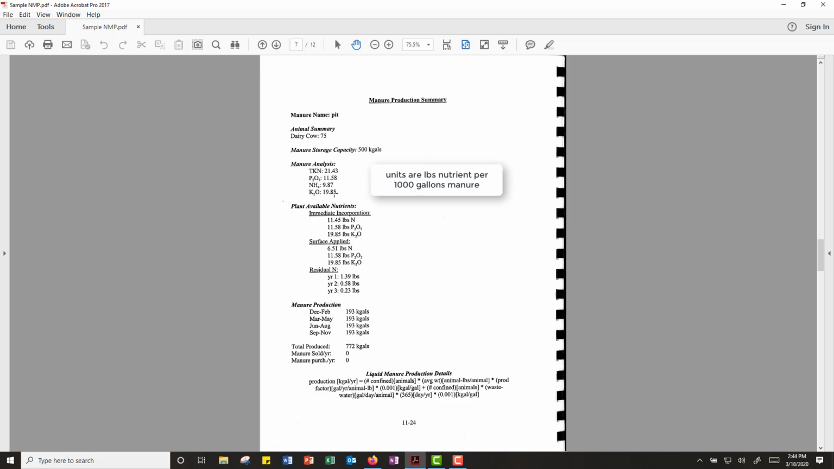Those are the units. Slide down and you'll see that this is telling you that if that manure is immediately incorporated, meaning that the farmer plows it under or injects it underneath the soil, then here's the amount of nutrients that will be available to the plant. On the other hand, if he surface applies it, just spreads it on the surface, here is the amount of nutrient that will be available to the plants. Residual nitrogen is the nitrogen that they expect to be left over next year, the year after, and the year after. And that's just because manure nitrogen degrades slowly over time. Again, we talk about that in more detail in lesson 4.2.